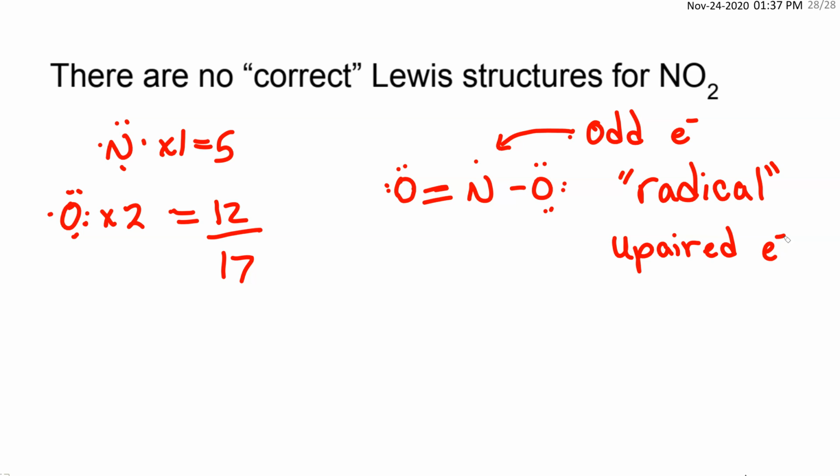So that is how you draw more advanced Lewis structures with multiple bonds. That's how you draw Lewis structures for polyatomic ions. And then there are a couple of the exceptions for Lewis structures and things like that.